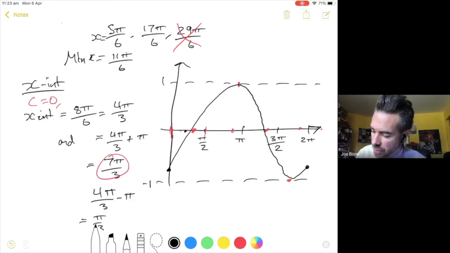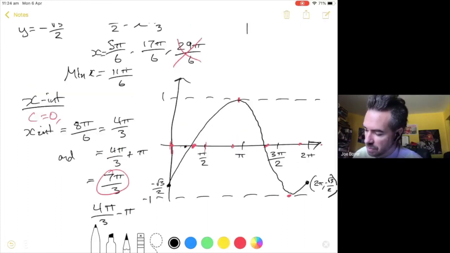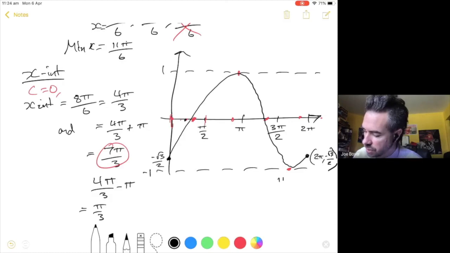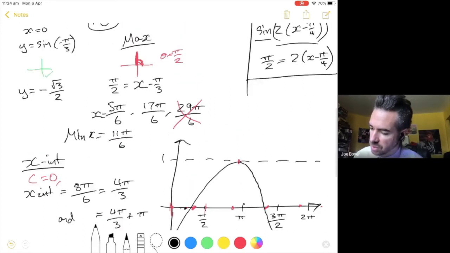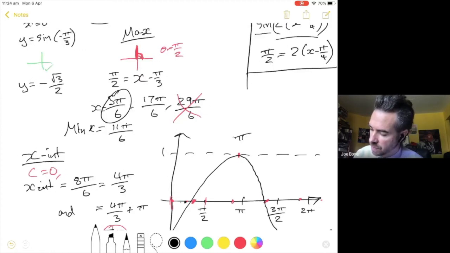So this point here we identified as negative root 3 on 2. That means that this point here is also 2 pi, comma, negative root 3 on 2. We like to label our other points as well. So this minimum here, we identified our minimum is going to occur at 11 pi on 6. That's good because that's pretty close to our 2 pi. So that's where we'd expect it. And our minimum value is -1. And our maximum value here, we worked out where our maximum occurs, which is at 5 pi on 6. So that value there is 5 pi on 6, comma 1.